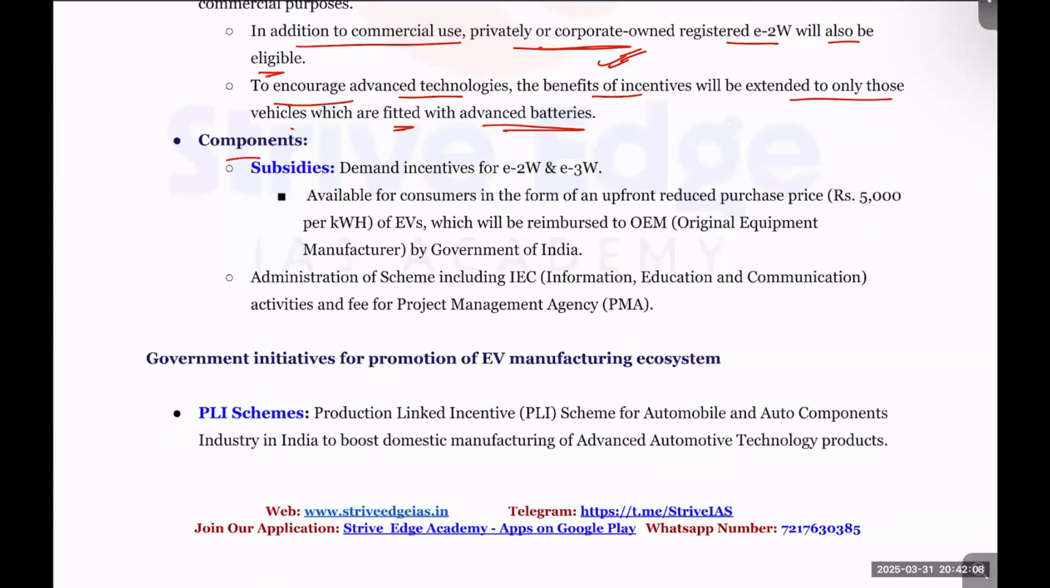Some of the components of this scheme: subsidy. It is an incentive for two-wheelers and three-wheelers that we have already talked about. The subsidies will be reimbursed to original equipment manufacturers, OEMs, by the Government of India, right? Administrative expenses, including information, education and communication, that is awareness generation activities, and the fee for the project management agency will be borne by the Government of India.